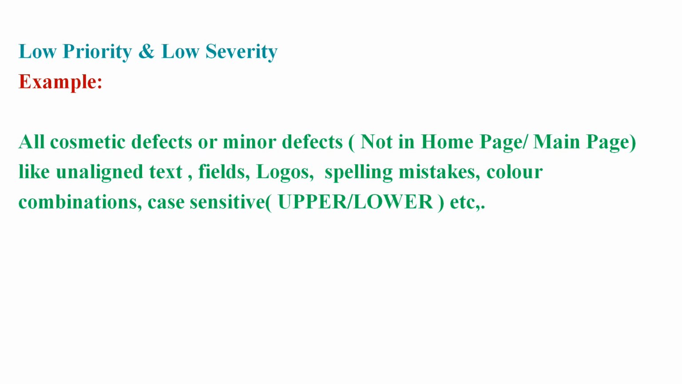For example, if there is a spelling mistake in the text, it is not going to stop your testing. That's why low severity. If the text has to be aligned properly, it may be left aligned or right aligned. Even though that text is not aligned properly, it is not stopping the testing. Right? For example, logo. According to the client requirement, the logo has to be positioned in the center of the home page, on the top center of the home page.